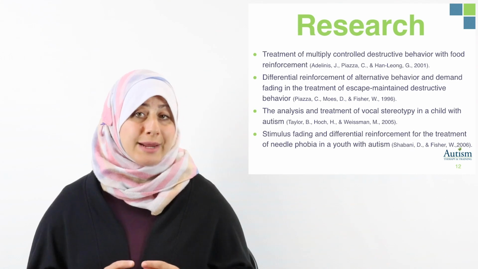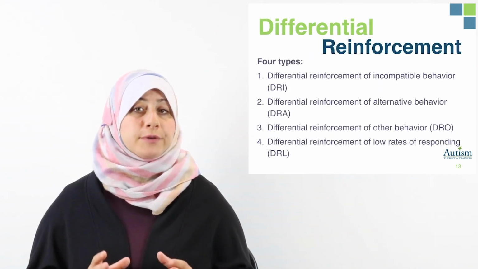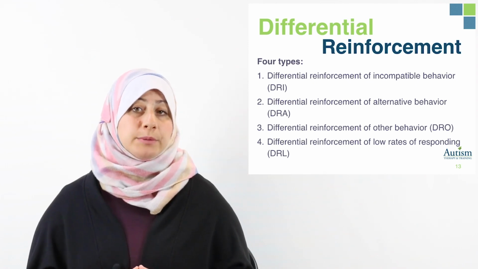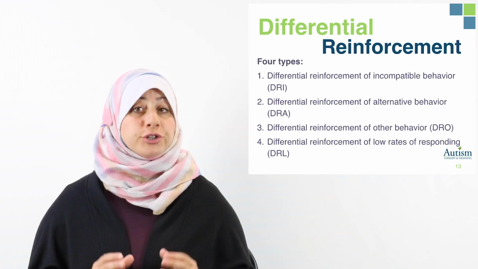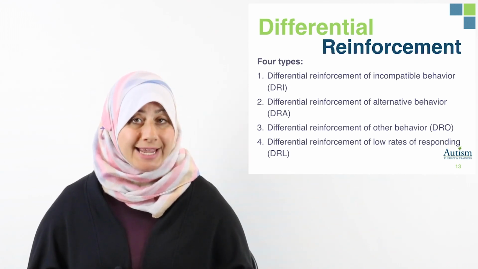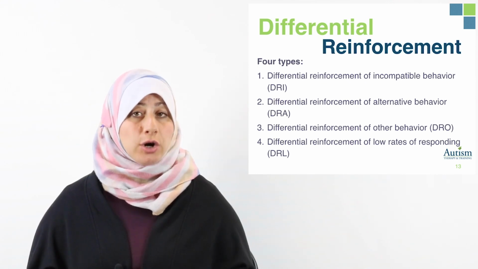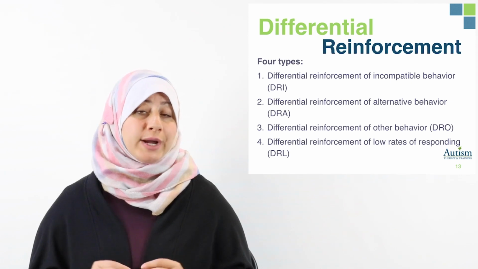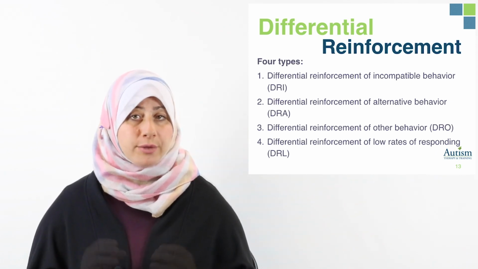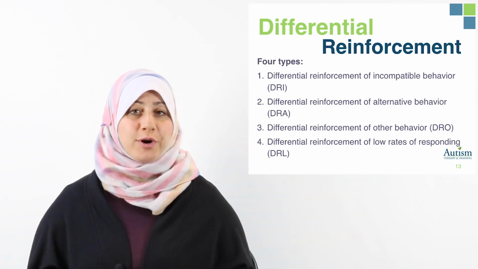There are 4 types of differential reinforcement. There is differential reinforcement of incompatible behavior, DRI, differential reinforcement of alternative behavior, DRA, differential reinforcement of other behavior, DRO, and finally, differential reinforcement of low rates of responding, DRL. I want to discuss each one in more depth so you can differentiate between the 4.